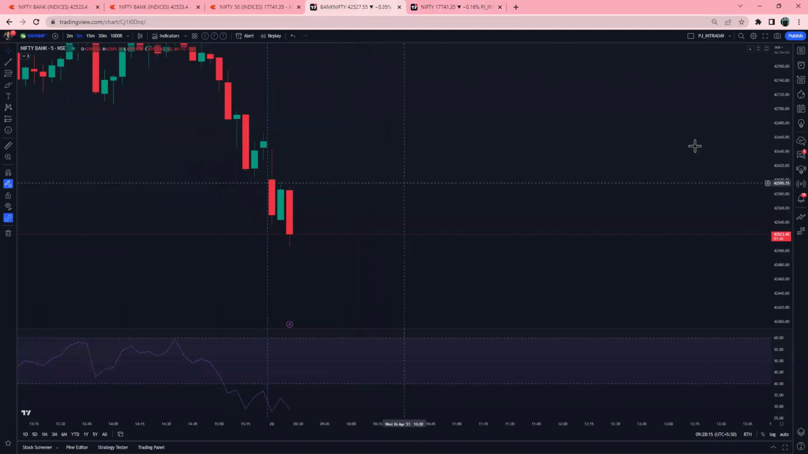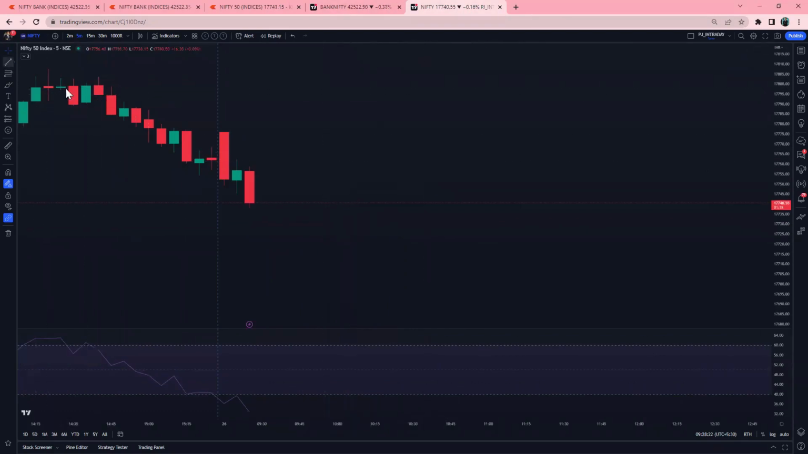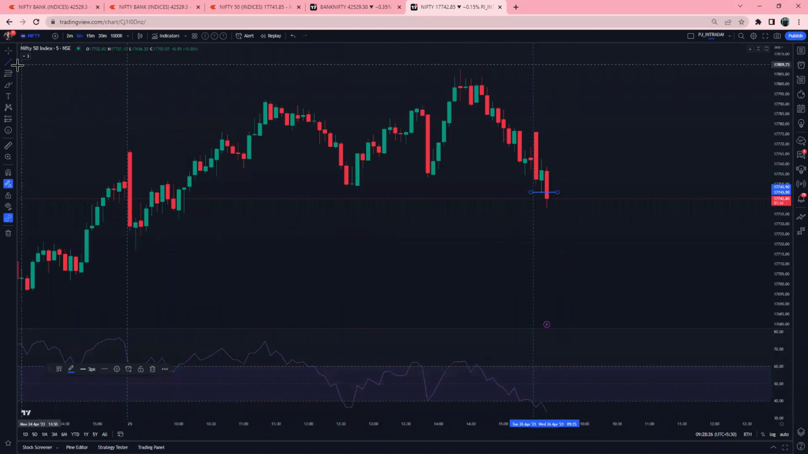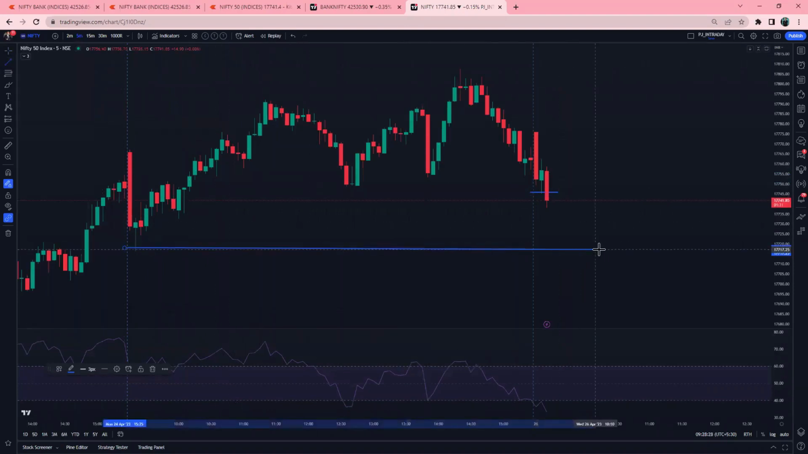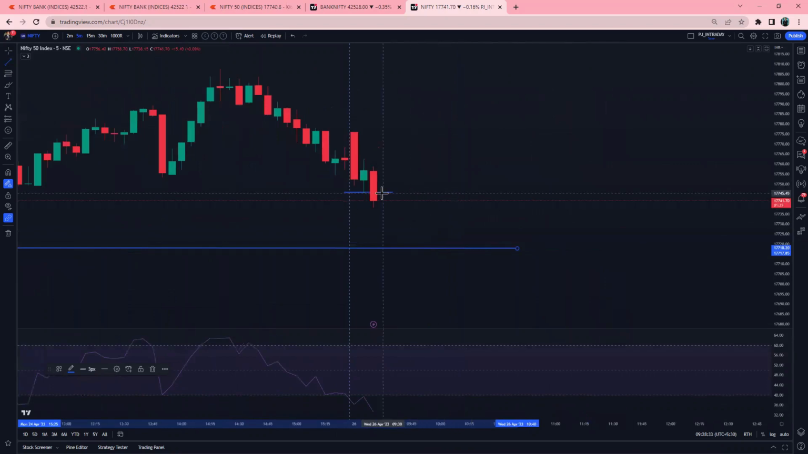For example, right now if you see, Bank Nifty is breaking down. If I draw this line, see, Bank Nifty is breaking down, Nifty is breaking down. So I can go for a put option trade here, and the next previous day support I can see at this level. So I have a scope from here to here to make some profits. 17,745 is where it is trading.